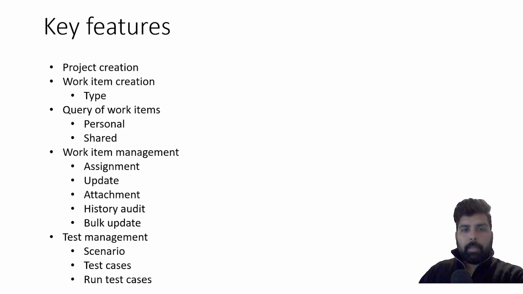Then you have the work item management. How do you assign? How do you update? How do you add an attachment to a work item? How do you check the history of that work item? How can you bulk update the work items? So these are the different features which we have. And then, if you remember, there was one more service which we had, the test management, where we can define different test scenarios, test plans, and run test cases. So all these things we can also define, and these are the key features from the functional consultant perspective we should be aware of.